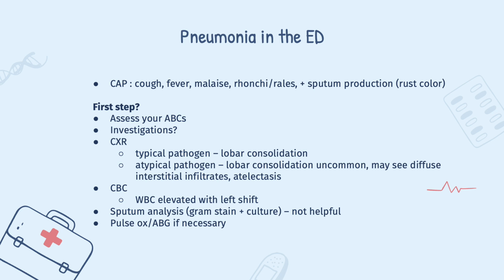So our first step is going to be our ABCs. Investigation is our chest x-ray. So typical pathogens, you're going to have the lobular consolidation, atypical.